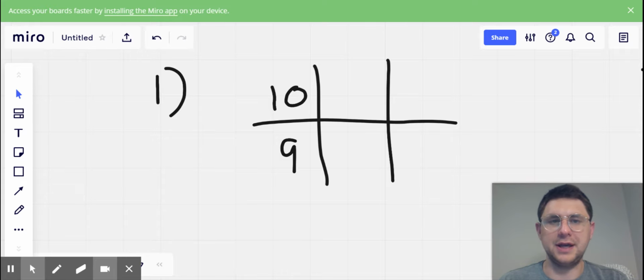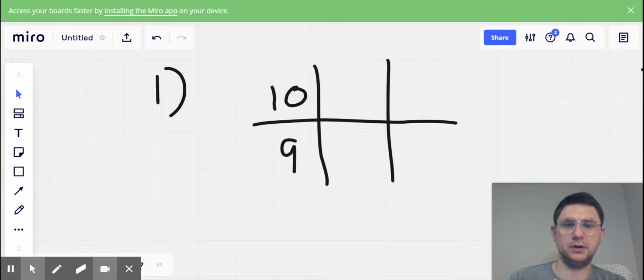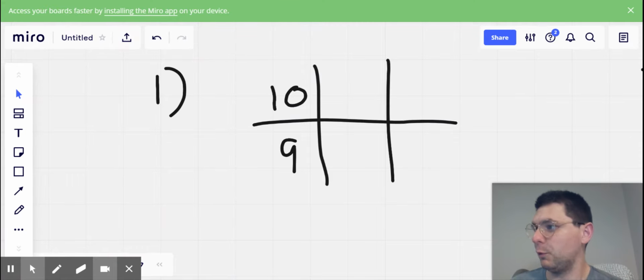Hey guys, welcome back. Today we are going all the way back to the beginning of the year. So ratios and specifically equivalent ratios. Right. So I'm going to do one of each type of problem on this worksheet for you guys.